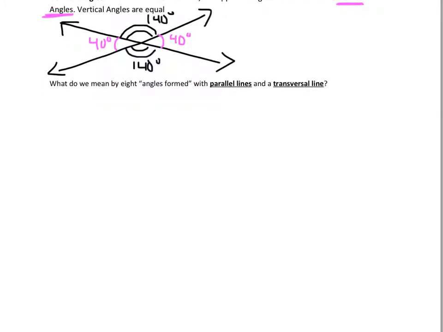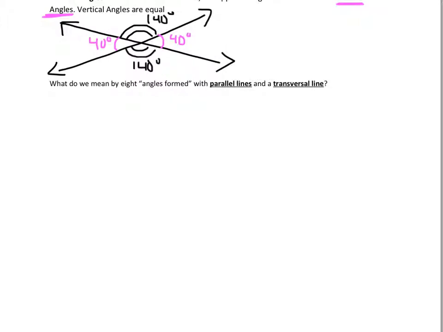Okay, so here's kind of the meat of the section. What do we mean by eight angles formed with parallel lines and a transversal line? Okay, so let me get some colors here.